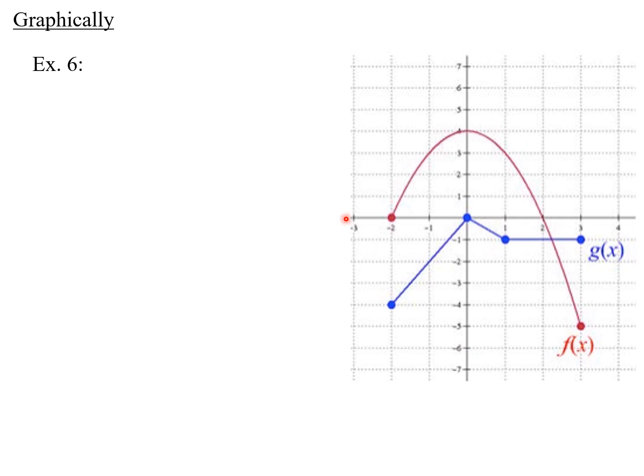All right, as a final example, we're given a graph, and we want to find various things. For example, we want to find f plus g of 2. Now, f plus g of 2 is really f of 2 plus g of 2. Now from the graph, f of 2 is 0, g of 2 is negative 1. And that leads to an answer of negative 1.